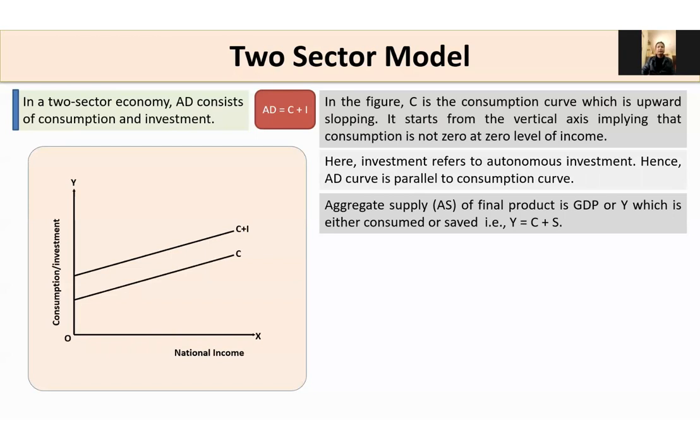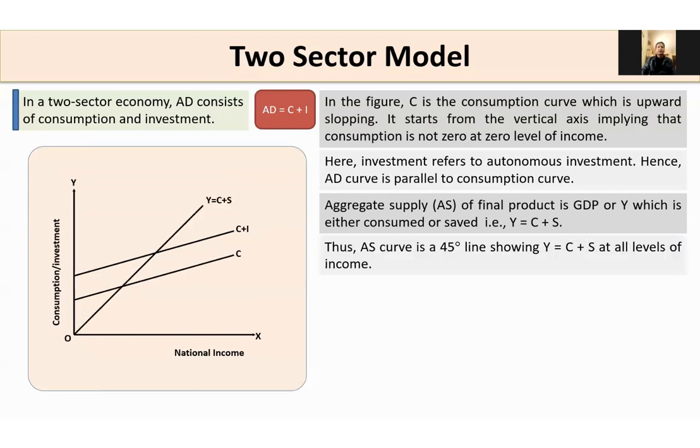Aggregate supply of final product is GDP. In other words, GDP is the sum total of supply of all the goods and services. So GDP can also be written as Y, which is either consumed or saved. That is, Y is equal to C plus S. Thus, the aggregate supply curve is a 45 degree line showing Y equals C plus S at all levels of income.